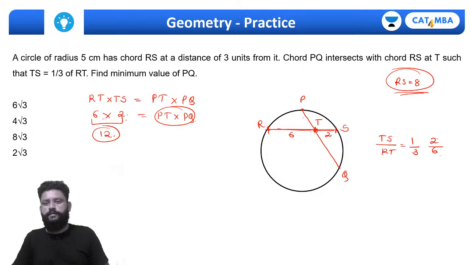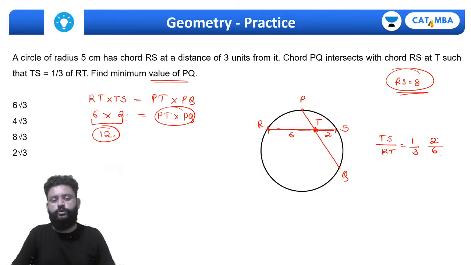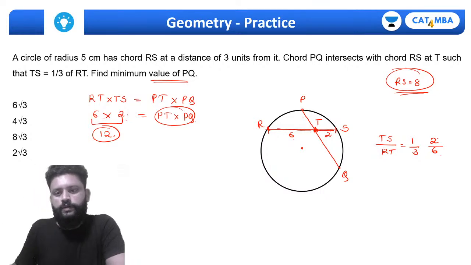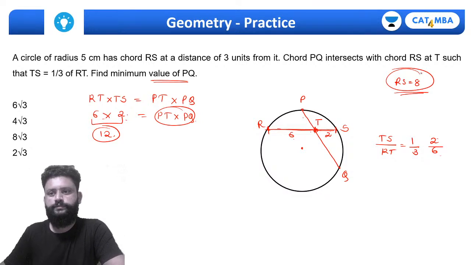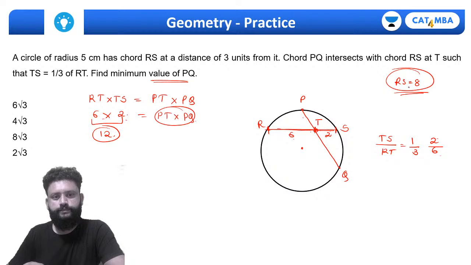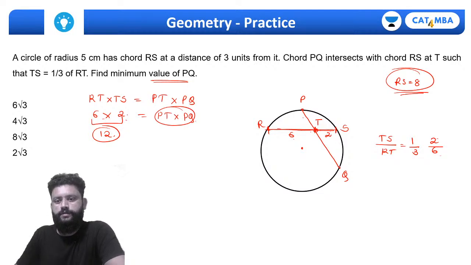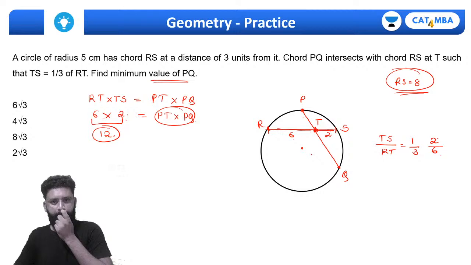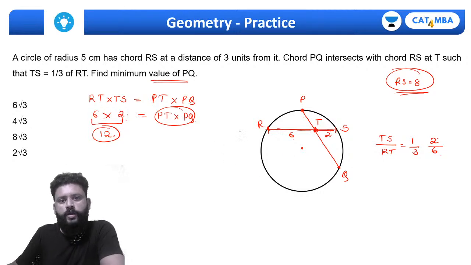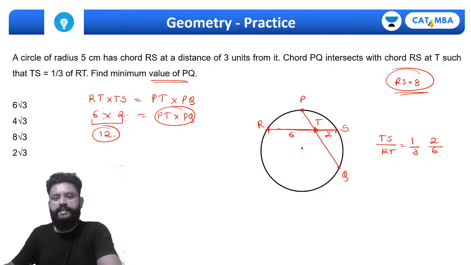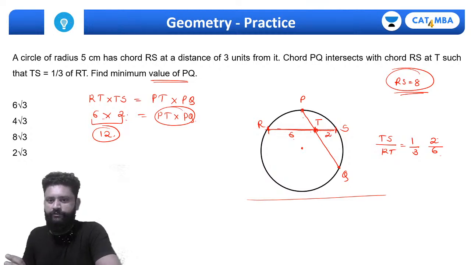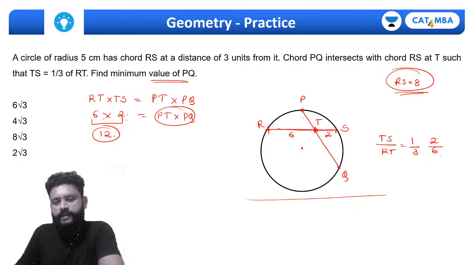And we want the minimum value of PQ. So let's take this as the center of the circle. So we have this as 8. Okay, now one important thing we can use here, it will go a bit away from geometry: arithmetic mean means simple average, and geometric mean means their multiplication. Okay, so remember this thing.